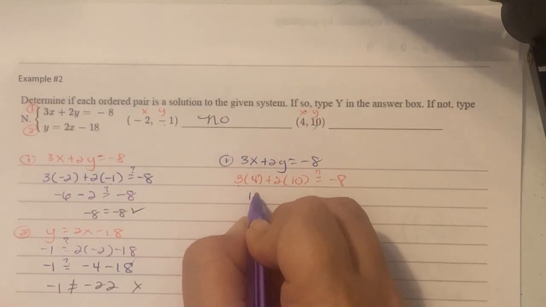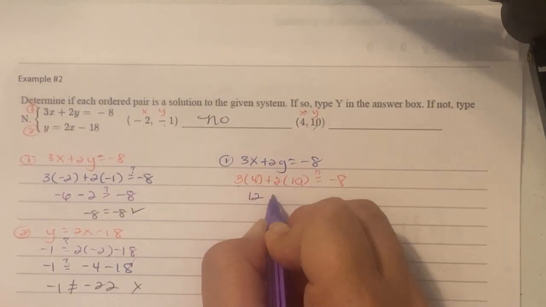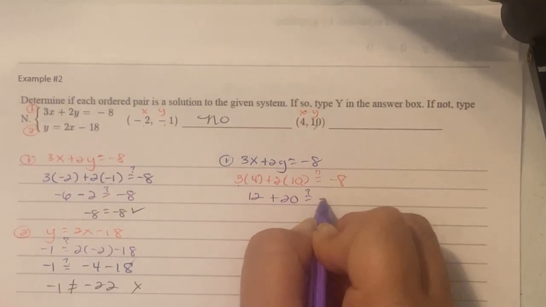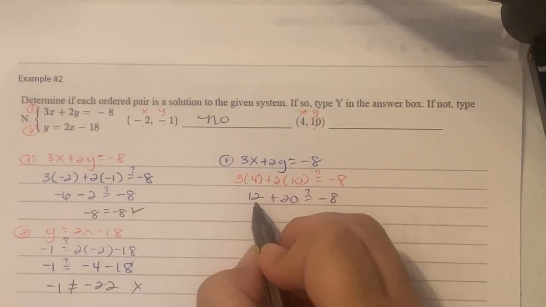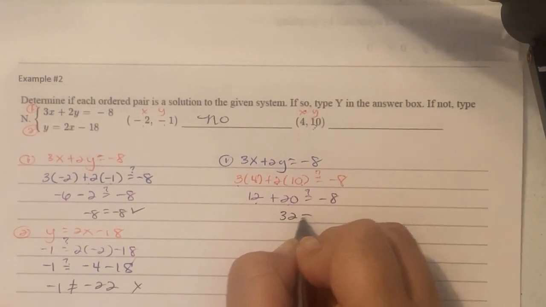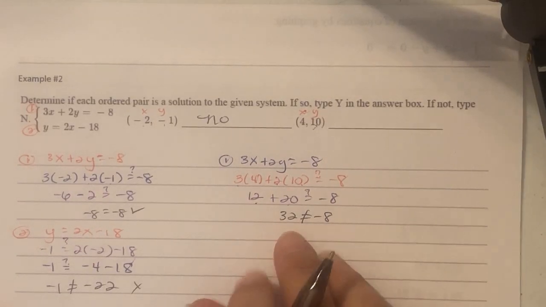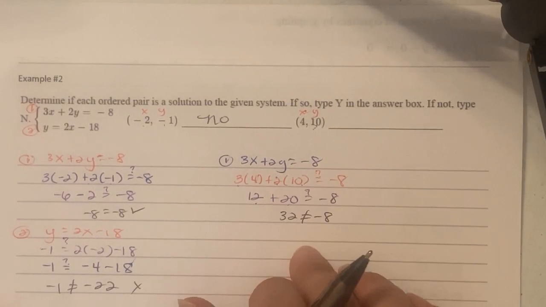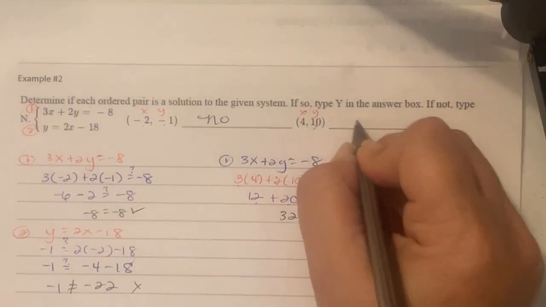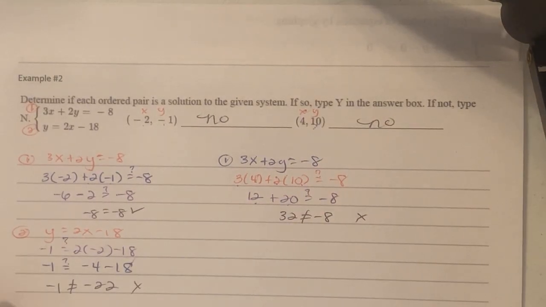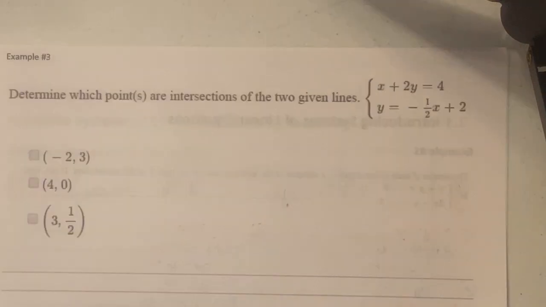3 times 4 is positive 12. Positive 2 times 10 is positive 20. 12 and 20 is 32, and 32 cannot equal negative 8. At this point, because it did not work for the first equation, you automatically put a no. We're going to move on to example 3 at this point.